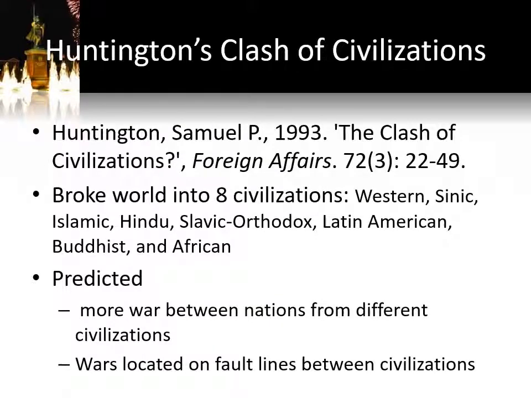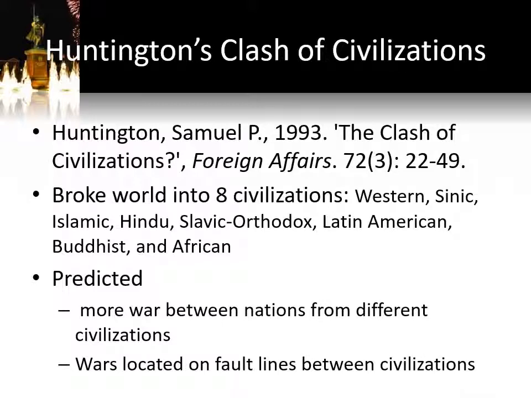Okay, Huntington's Clash of Civilizations. In 1993, Samuel Huntington wrote this article in Foreign Affairs, "Clash of Civilizations?" with a question mark. The Cold War was just over, and in the 90s, if you were an IR person, which I was, in graduate school at this point, you were in this post-Cold War world, and you're like, well, what's going on now? What's going to happen?